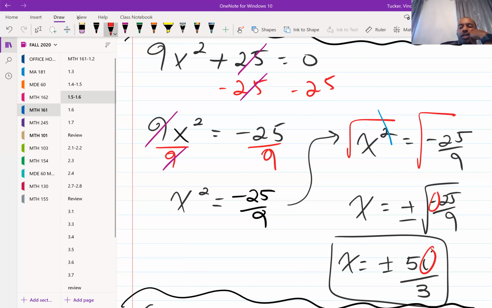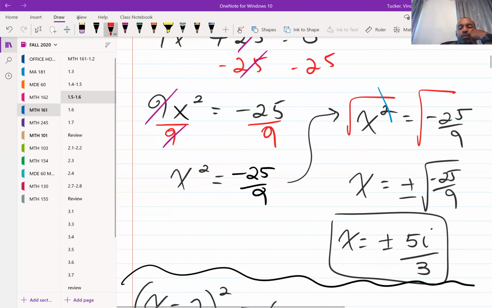But that negative in there makes us have 5i. Good question. So what made us have the plus or minus is the fact that we had to take the square root of both sides in order to solve for x. All right. Anything else before we do another problem that involves the square root property?